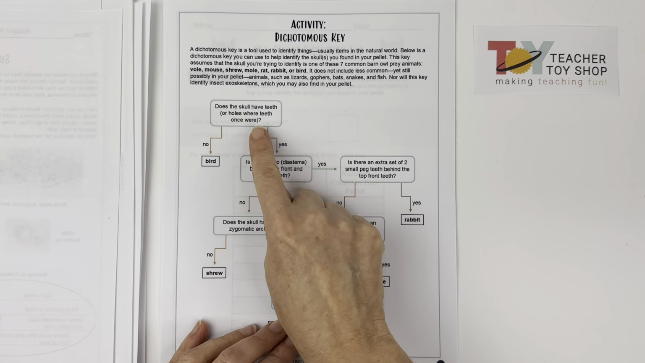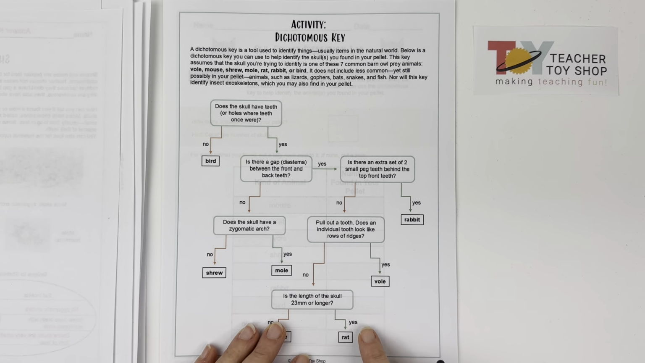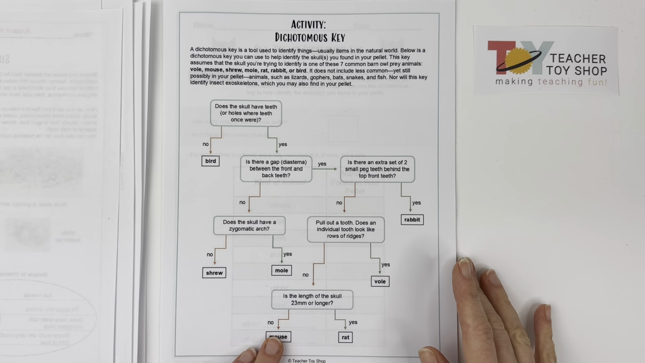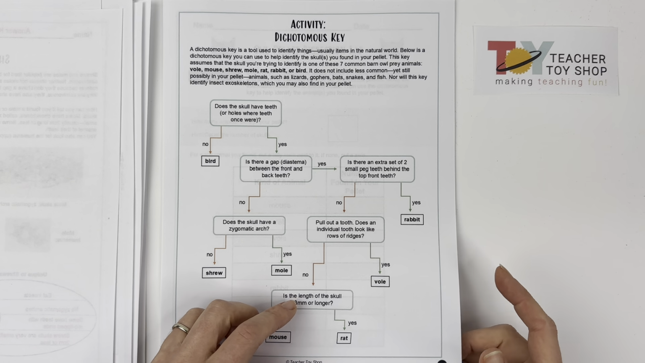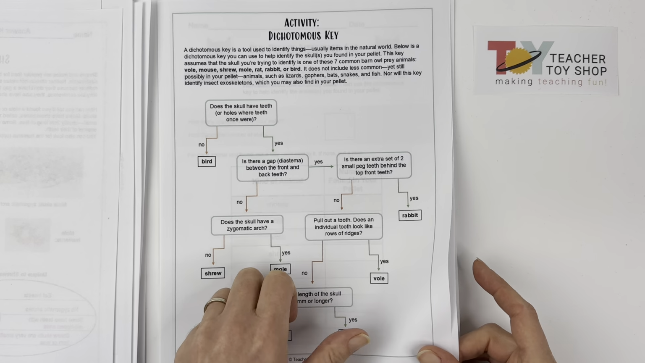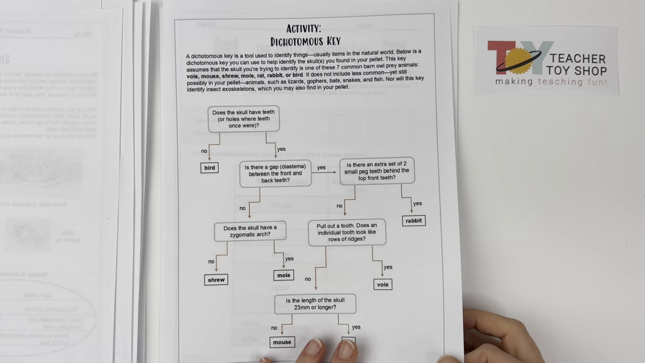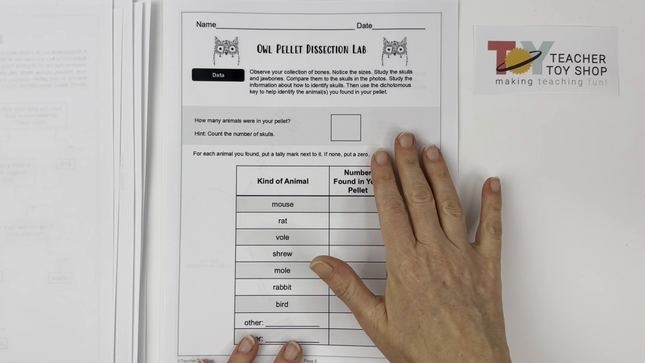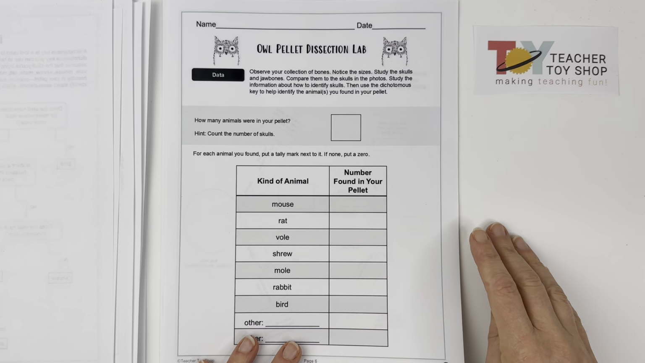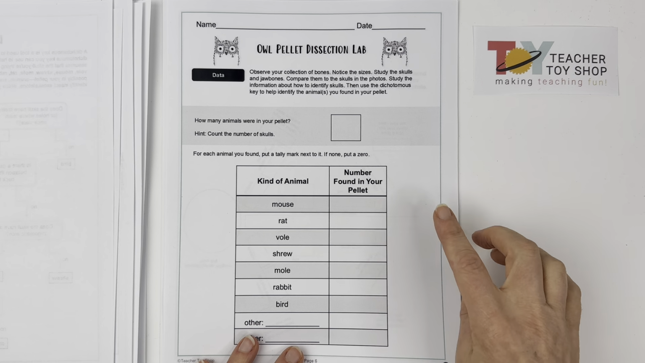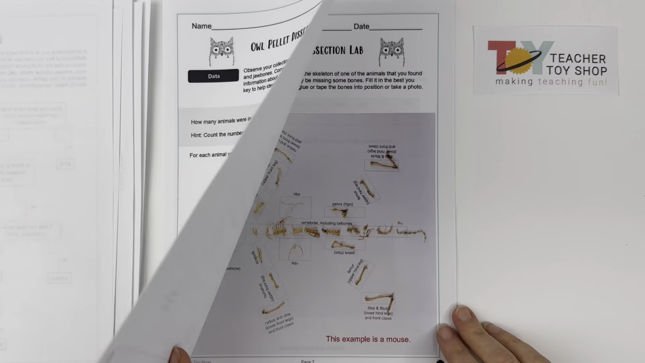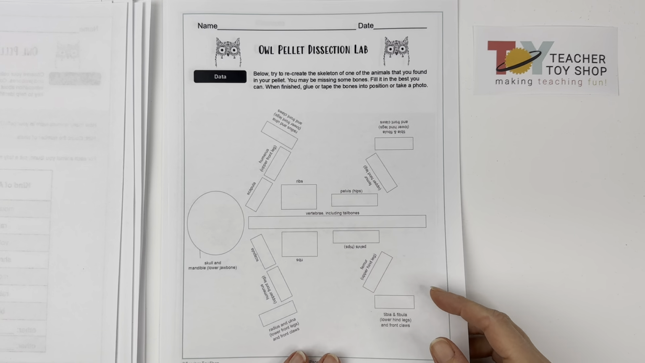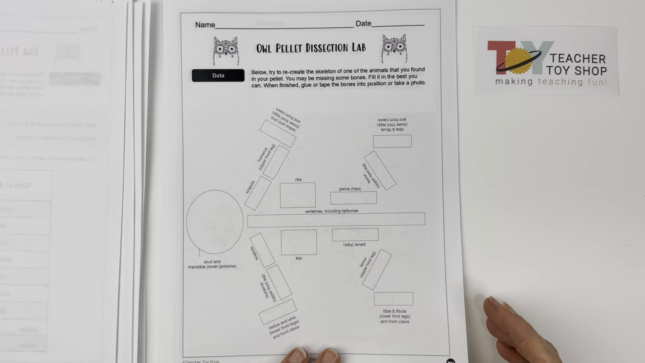Step by step it goes through and asks yes/no questions so they can determine if they have a bird, a shrew, a mole, a mouse, a rat, a vole, or a rabbit, which are the most common things to find in owl pellets. This is a great lesson in how to use a dichotomous key. Once they've done that, continuing on with the lab, they tally up how many animals were in their pellet, the different numbers of animals, and then they attempt to assemble a complete skeleton.